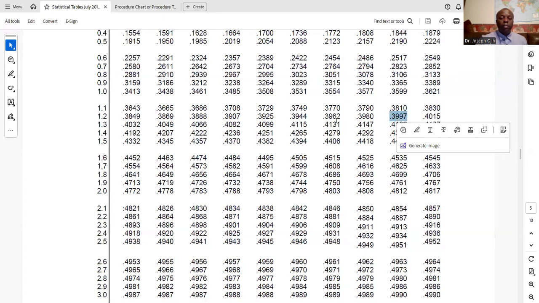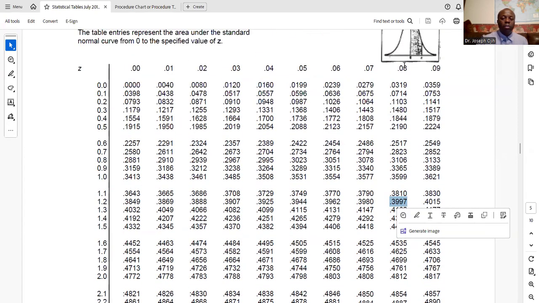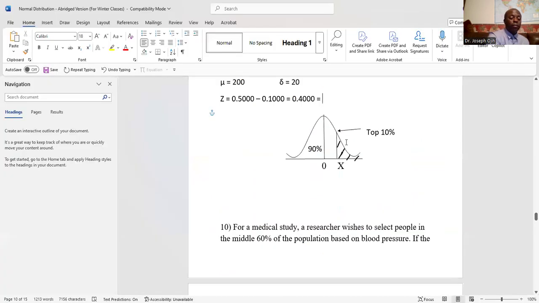So you follow it to the left, 1.2, then you follow it up. It's under 8. So it's 1.28. We put it right there as our Z, 1.28. Once you get your Z, you're almost done.